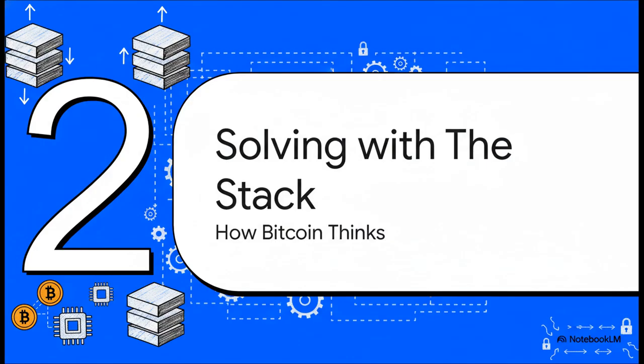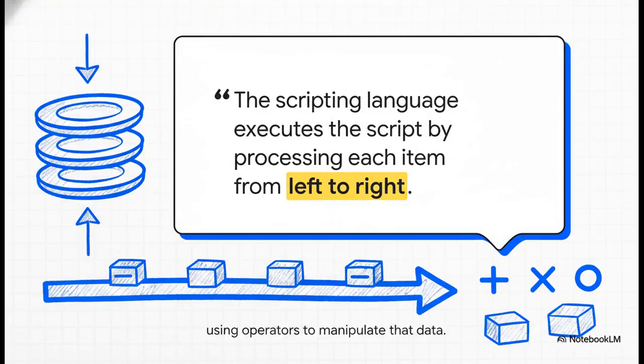So, okay, how does the network actually run through these instructions? Well, it uses a beautifully simple data structure. It's called a stack. The best way to think about a stack is to picture a stack of plates. You can only do two things: add a new plate to the top or take the top plate off. That's it. So Bitcoin just processes a script from left to right, placing data onto the stack and then using special commands, we call them operators, to work with that data.